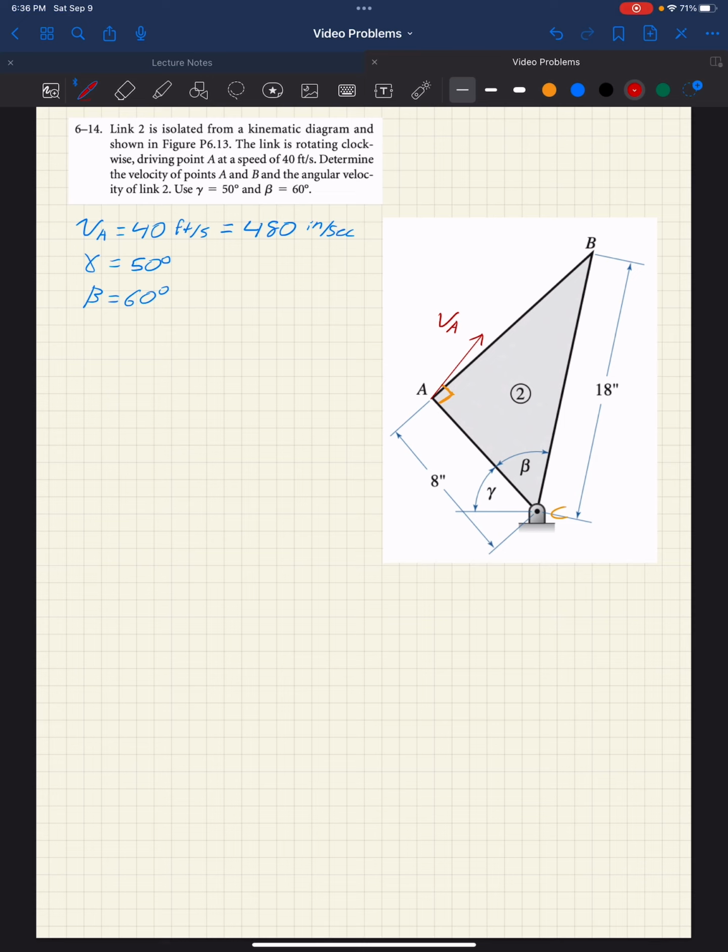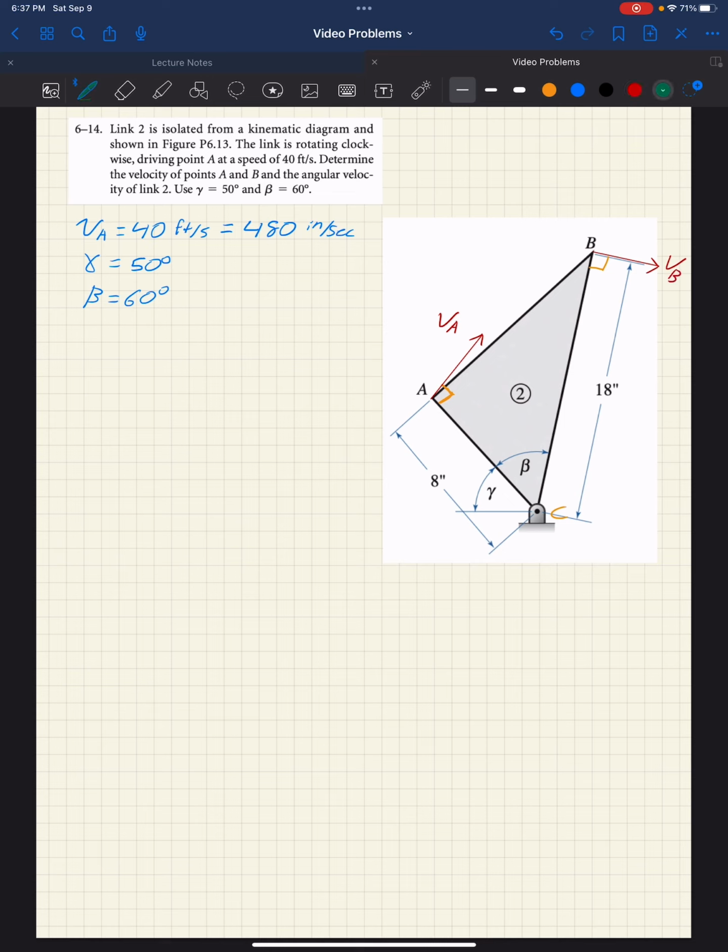We'll also go ahead and draw VB. We know that VB, again, will be 90 degrees off of that length BC. Draw that. And that's our VB.